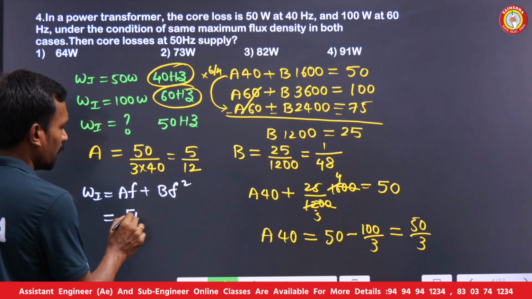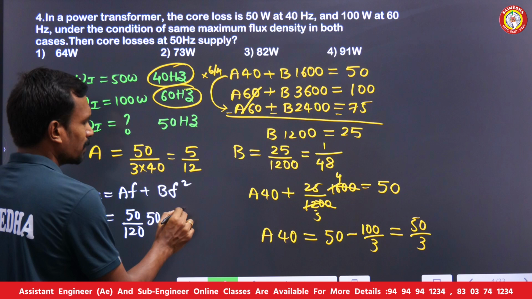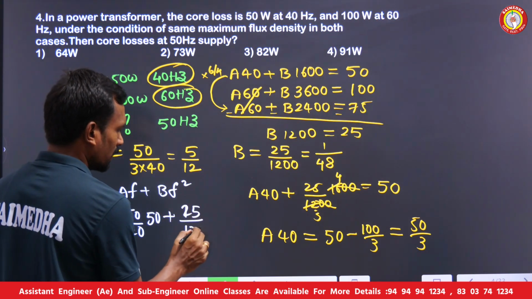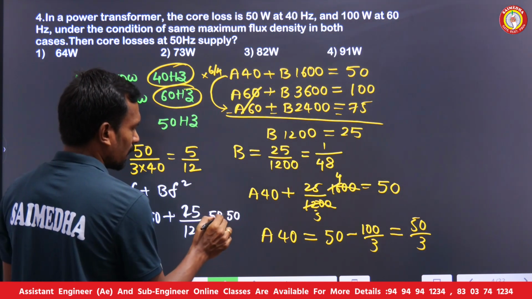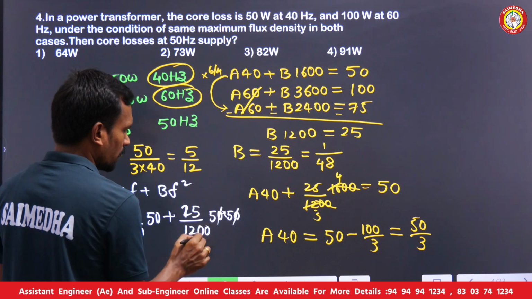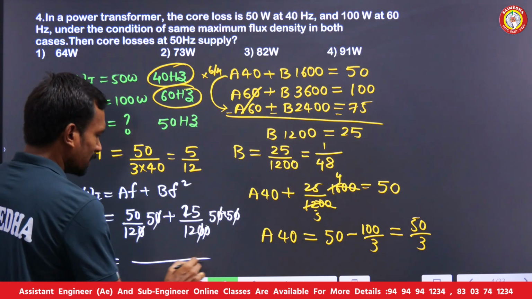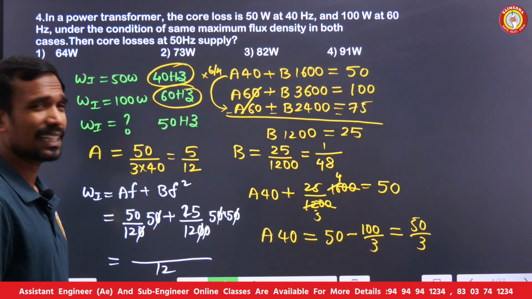A is 50 by 120 into 50 plus B. B is 25 by 1200 into 50 square. So the zeros cancel. So the LCM is 12. 12 is there, 12 is there. That's why I have taken it like that.